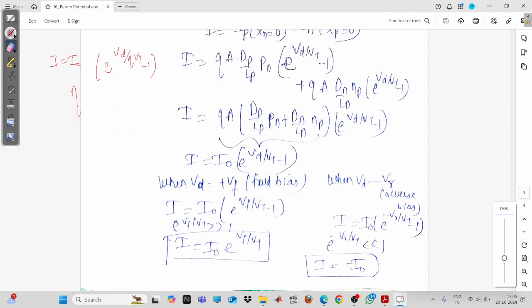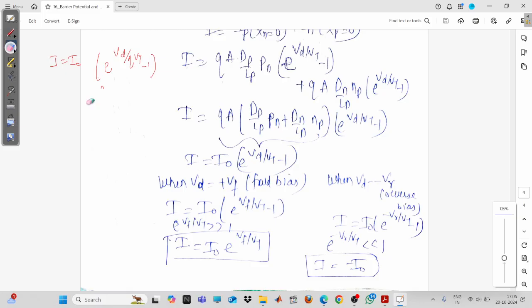Eta means what? The ideality factor. Now this is 1 for silicon and 2 for germanium. But if you just Google it, you will come across that this is 1.44 for germanium. So basically this is the equation we are looking for.